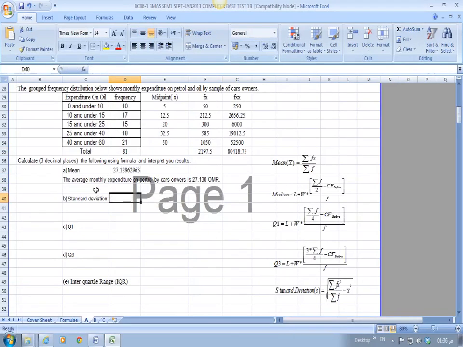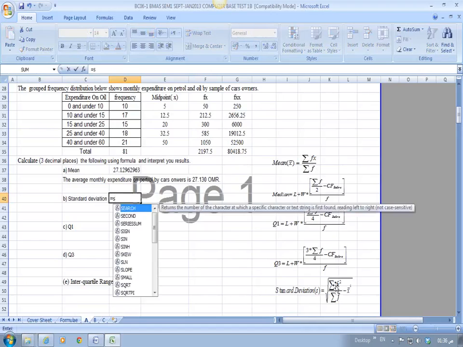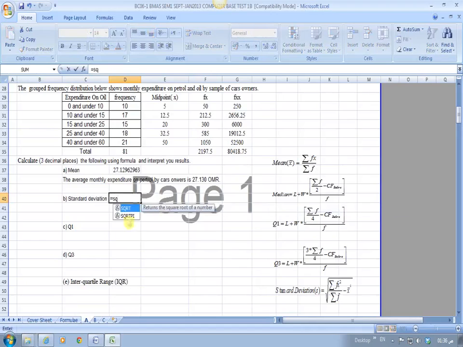You can write here a small label, either variance or standard deviation. For the standard deviation there is a big square root, and for the square root we usually use SQRT. So SQRT is the formula for the root, and inside it we have sigma fx square divided by sigma f.